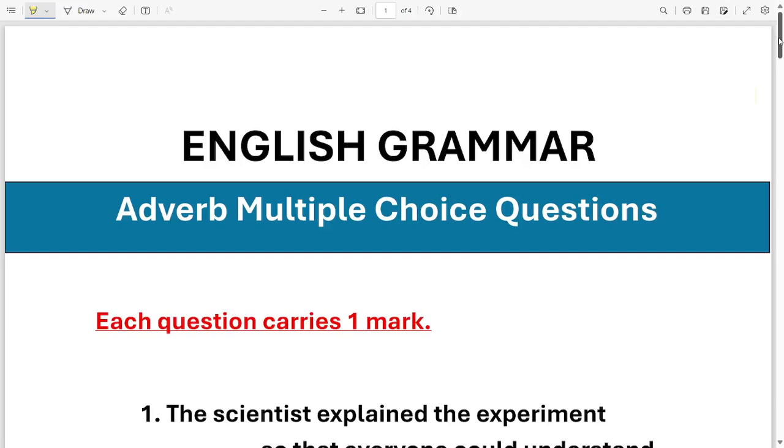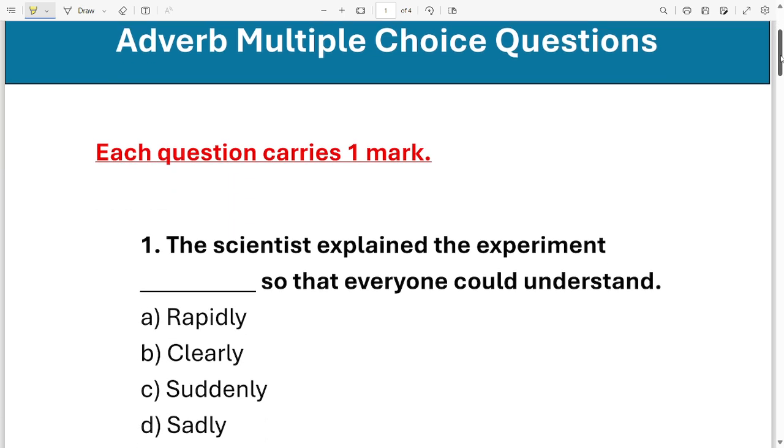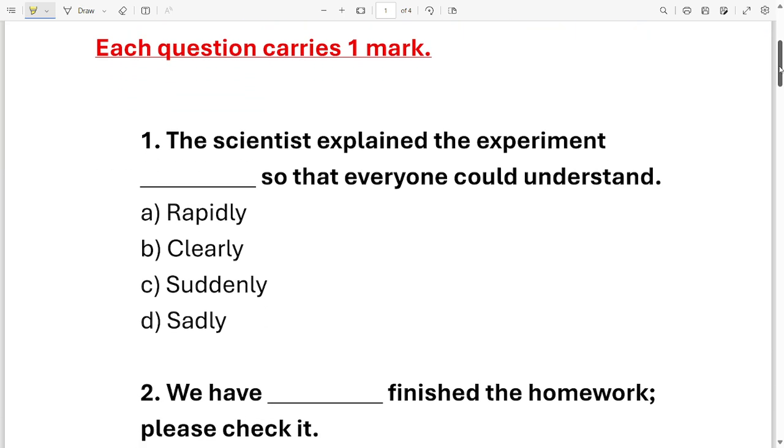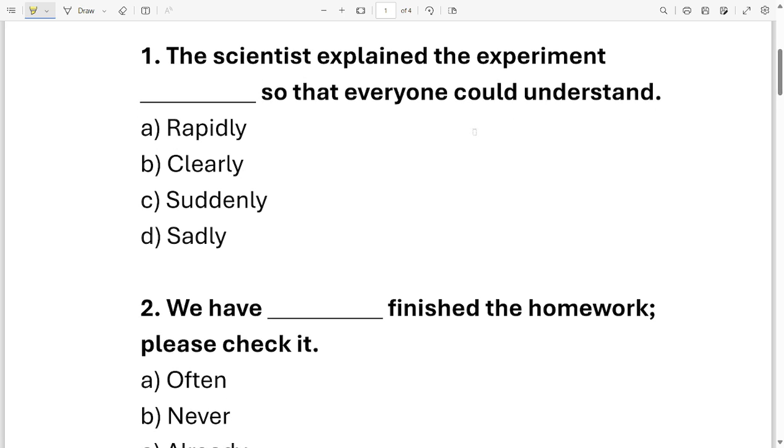Today's grammar topic is adverb. There will be multiple choice questions and each question carries 1 mark. So let's start solving the questions together.